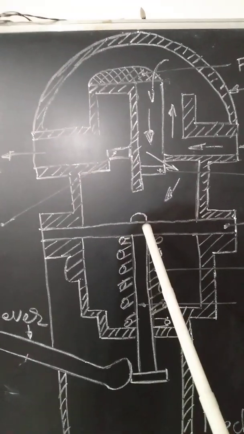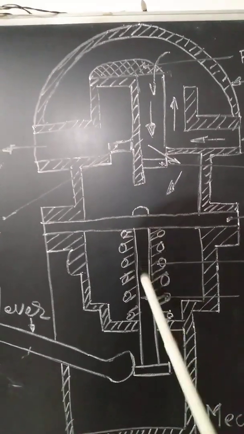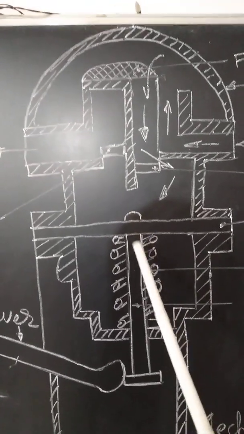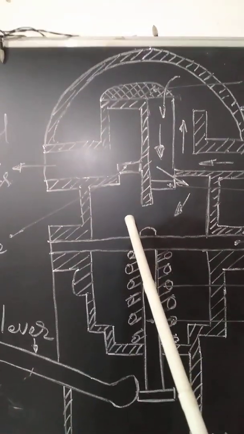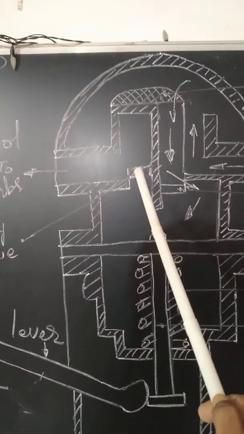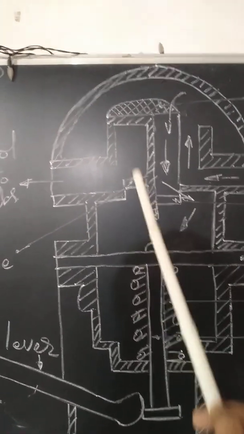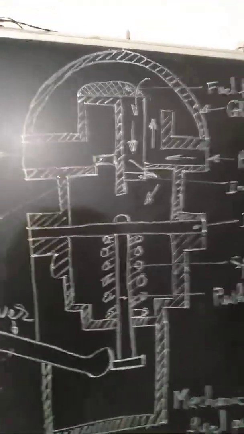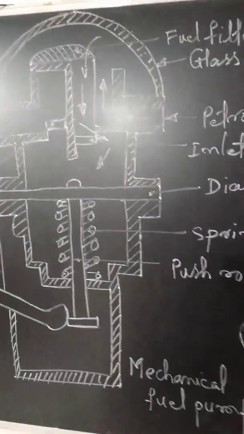Okay, so when the diaphragm moves upward due to the stiffness of the spring, it will move upward. When it moves upward, that pressure is more than sufficient to open this delivery valve, and the fuel will pass through this delivery valve and go to the carburetor. Okay, so this is how the SU mechanical pump works.